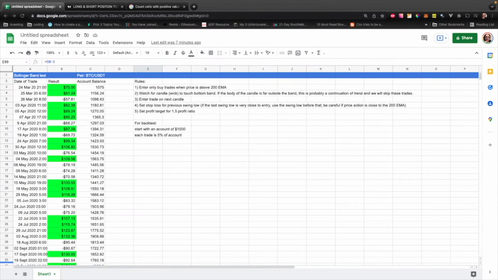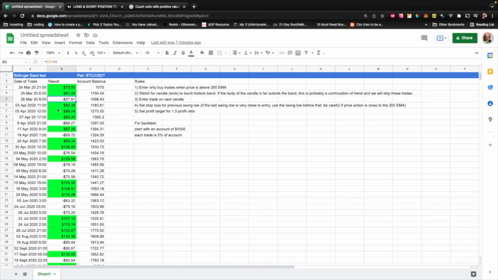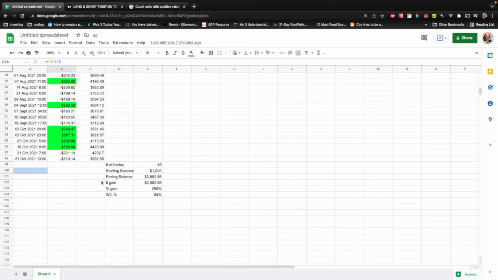So here are the results. Just for reference, I have the rules set up here. And for the back test, I started with a theoretical account that had $1,000 in it. And each trade that I made was 5% of the account. So you can see all the results. The winners are in green, the losers you can see are in white. And if I scroll all the way to the bottom, you can see I made 95 total trades. I was really hoping to get to 100, but just didn't quite make it.